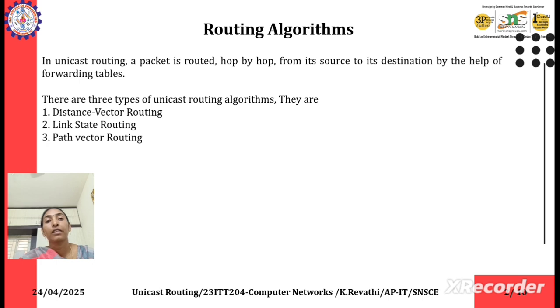There are three types of routing algorithms under the unicast routing algorithm. First one is distance vector routing. Second one is the link state routing algorithm. Third one is the path vector routing algorithm. In this video, we are going to see about the distance vector routing algorithm, and the distance vector routing algorithm uses the concept of Dijkstra's algorithm, which is from data structures. Let's move on to the definition and example of distance vector routing.